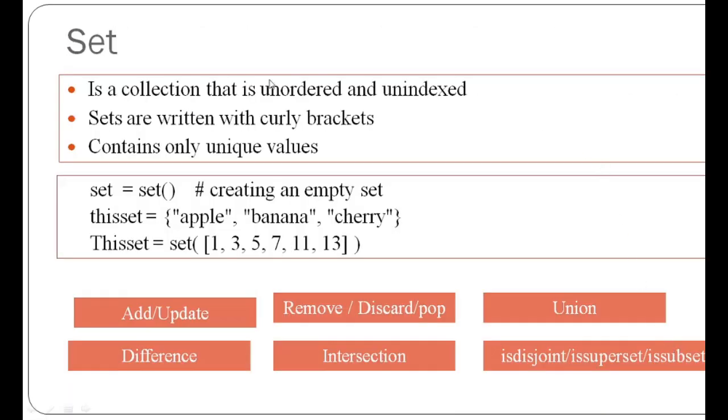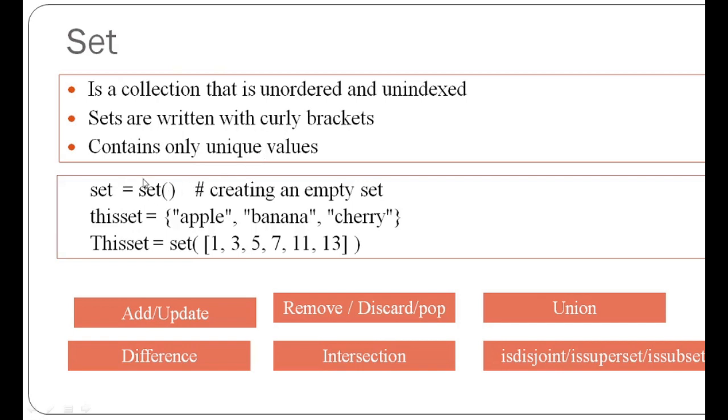Now we'll come to the last data structure, set. A set is a collection that is unordered and unindexed. So you cannot index it, you cannot take the fifth element or seventh element. And the order in which you store will be different from the order in which it gets printed. Sets are written with curly brackets and they can contain only unique values.